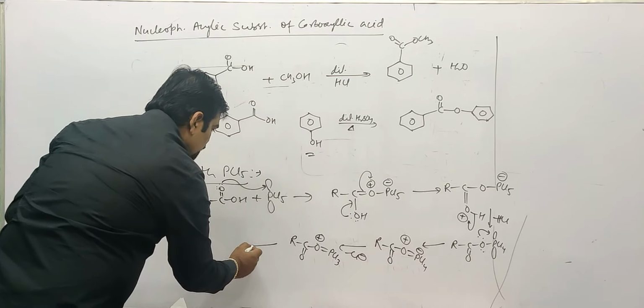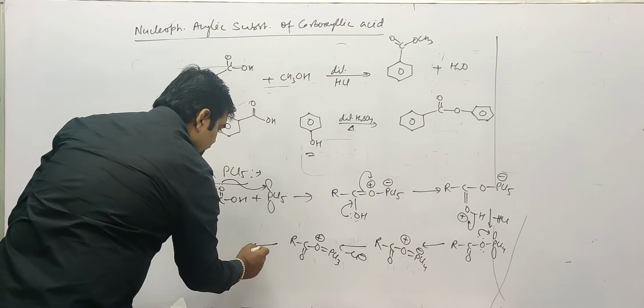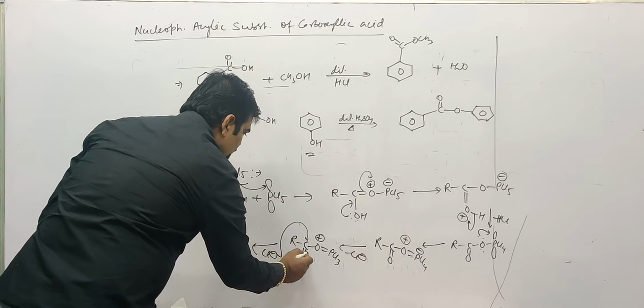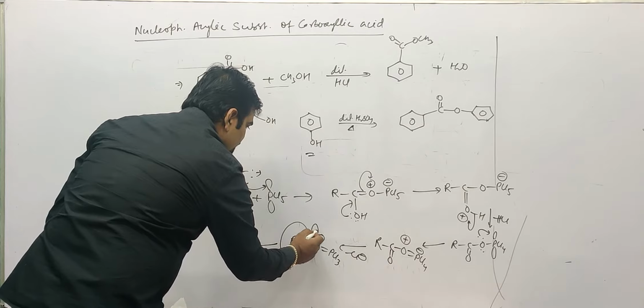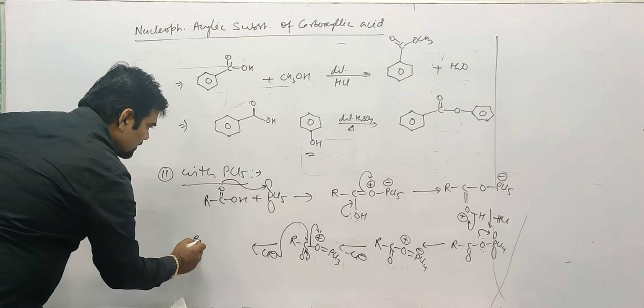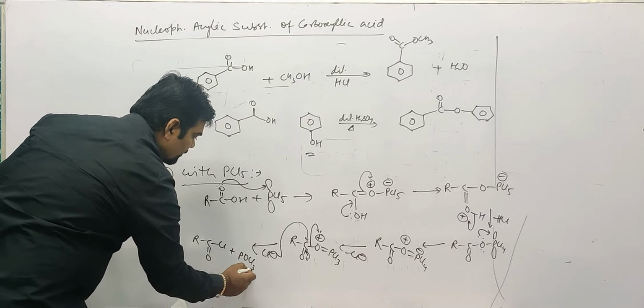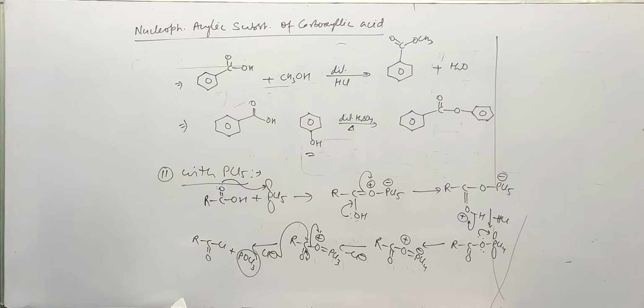Now this is a good leaving group. There is no resonance between this oxygen and this oxygen. So now Cl minus, which acts as a nucleophile, approaches this place. This bond is shifted, and this will return back, becoming RC double bond O Cl plus POCl3. So it forms the corresponding acyl halide. When carboxylic acid reacts with PCl5, it forms the corresponding acyl halide, which is another carboxylic acid derivative.